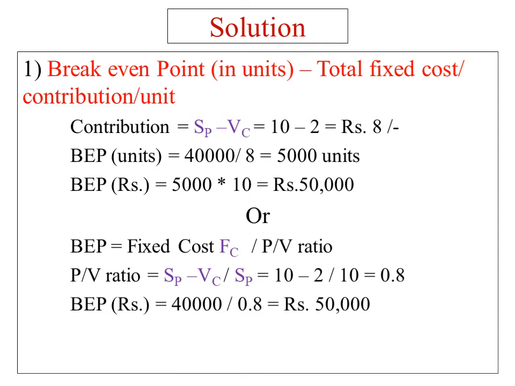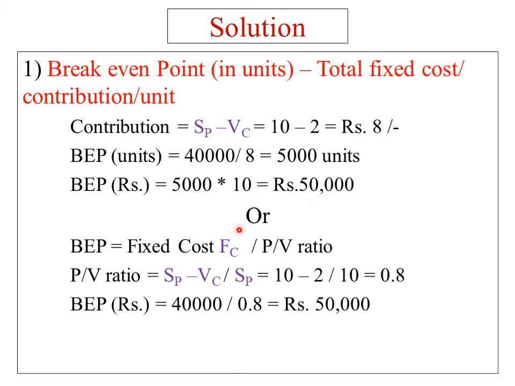So consider this data. First find break even point in units, that is equal to total fixed cost upon contribution per unit. Contribution will be equal to SP, selling price minus variable cost, that is 10 minus 2, equal to rupees 8. BEP in units is total fixed cost upon contribution, that is coming as 5,000. If you are calculating in rupees, multiply with the selling price of 10 per unit. So 5,000 multiplied by 10 is equal to 50,000.